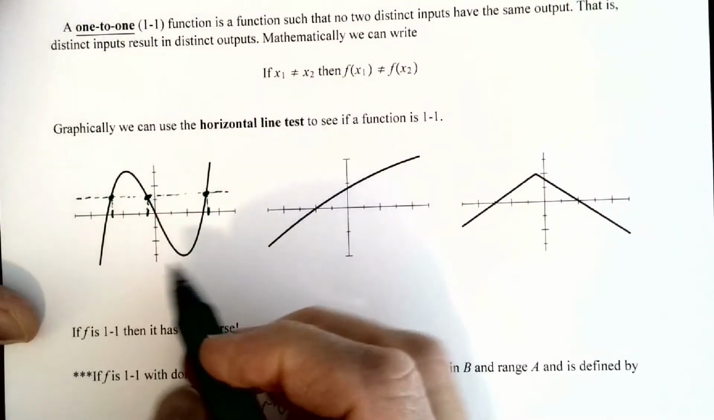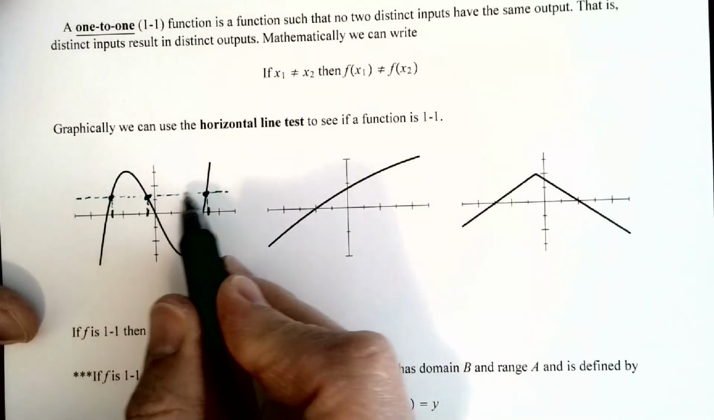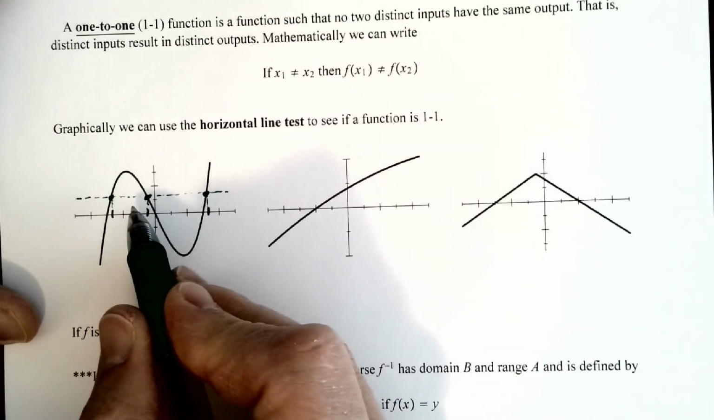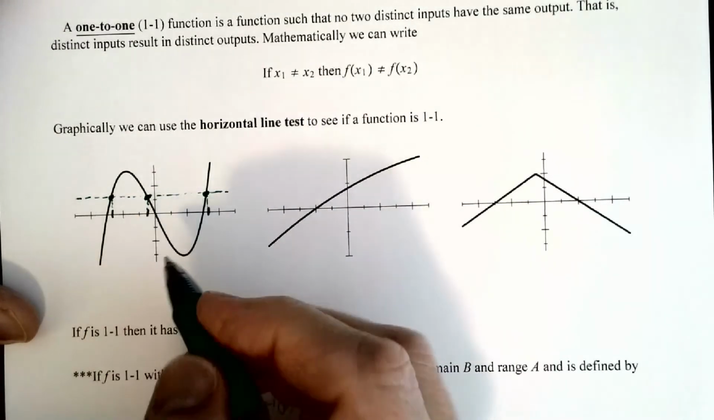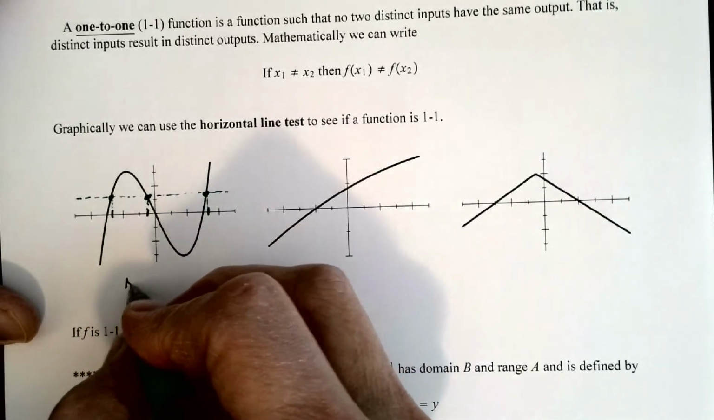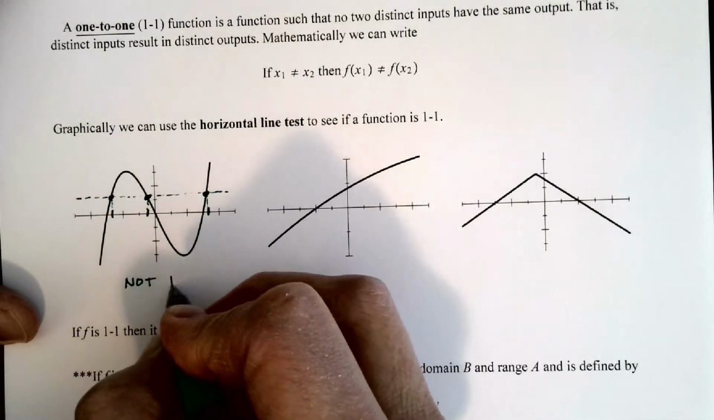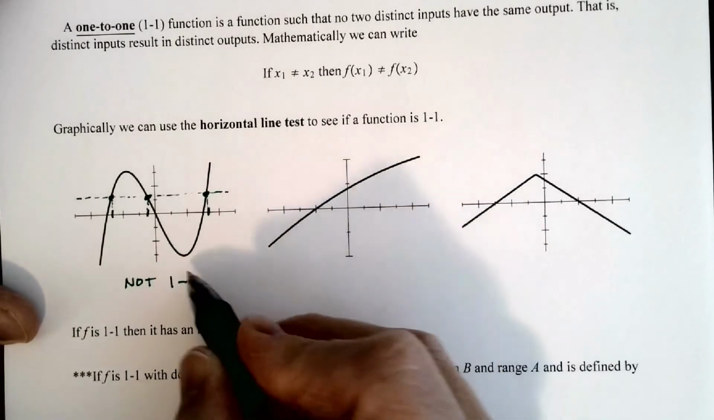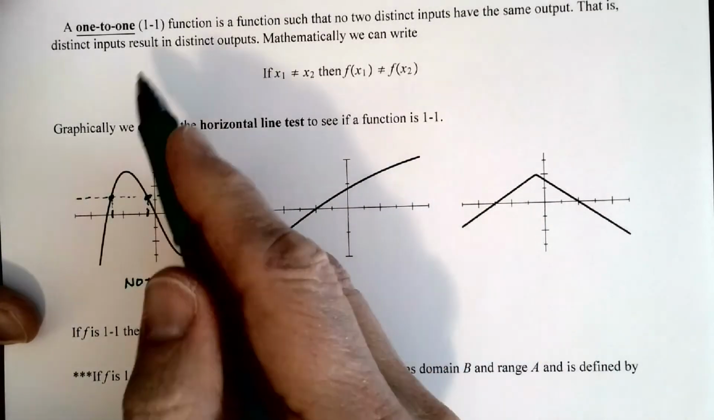And so the horizontal line test says if I draw any horizontal line and I hit the graph of the function more than once, then the function is not one-to-one. Not one-to-one. I'll abbreviate one-to-one with the 1-1 as I have here.